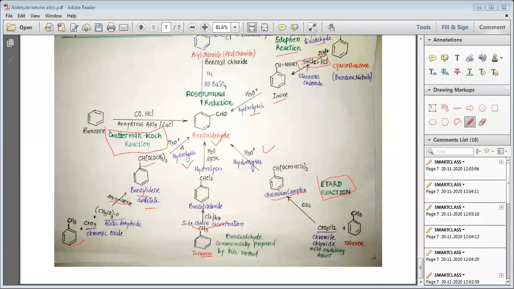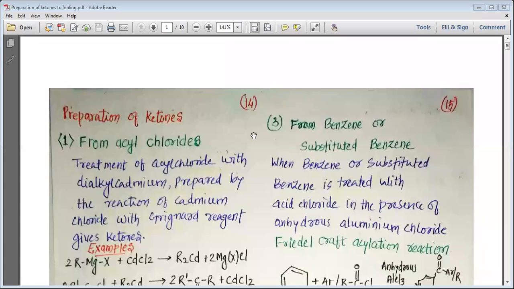Now, my dear students, let us move forward and study the next portion of the chapter. So before we move to the next portion of the chapter, let us share the new screen. Now, my dear students, we want to study about the preparation of ketones. So let's have a look at the preparation of ketones.